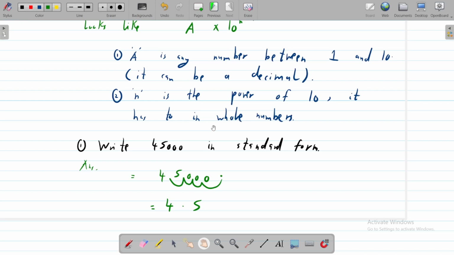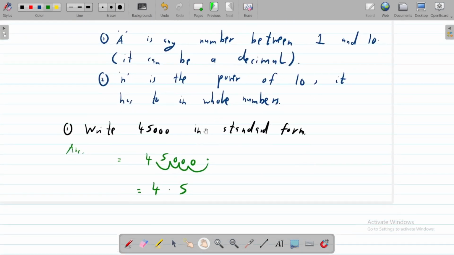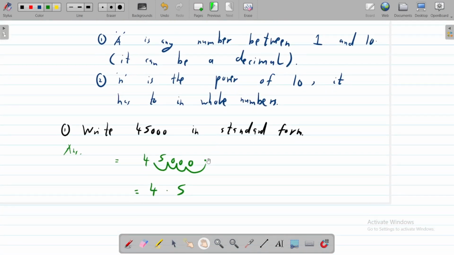Now, how do I find out what's the power of n, sir? The number of places that we took the decimal point back is the number that we'll put on n. So we took it back 1, 2, 3, 4 places. So that's going to be 10 to the power of 4. Does that make sense?